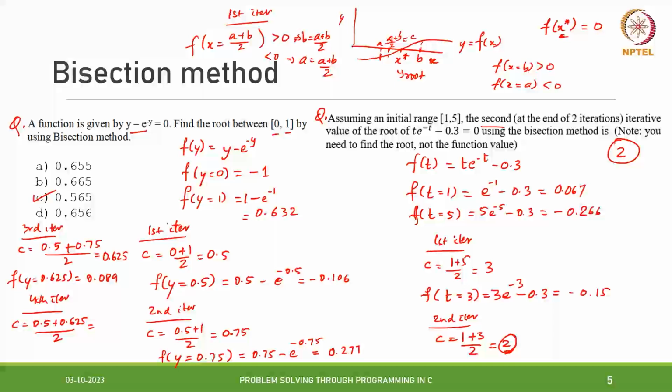No, here they are asking particularly the second iterative value of the root, not the function value. It has been written in the note also that you need to find the root, not the function value. So basically this is the second iterative root. It is not the actual root, because if you calculate f of t equals 2, it will not be exactly 0, or very close to 0 maybe. But after the second iteration, this is the iterative root that you have found. So here 2 is the answer.